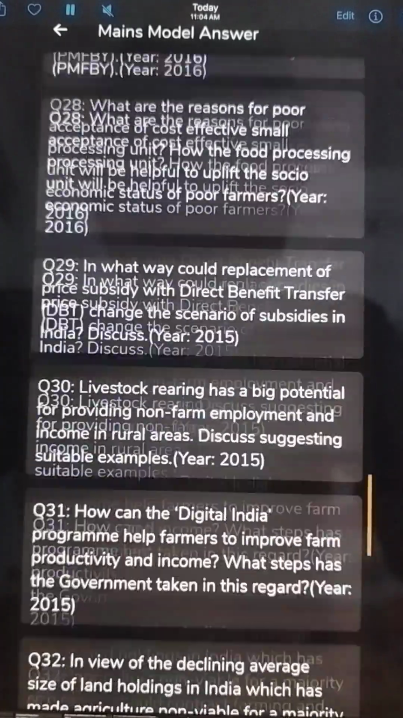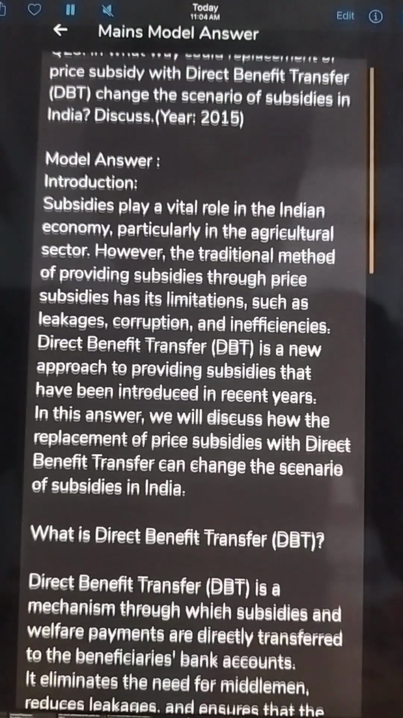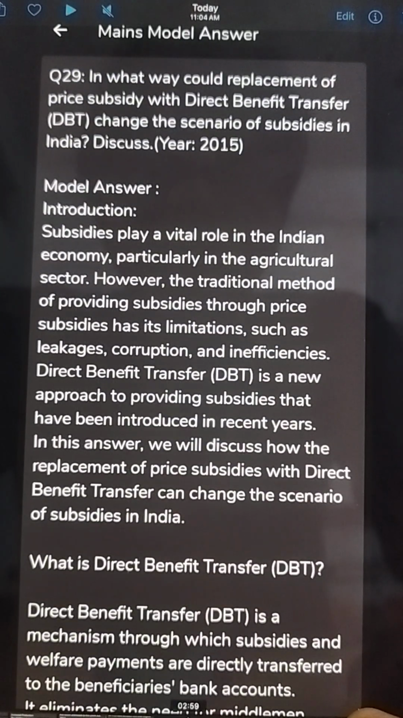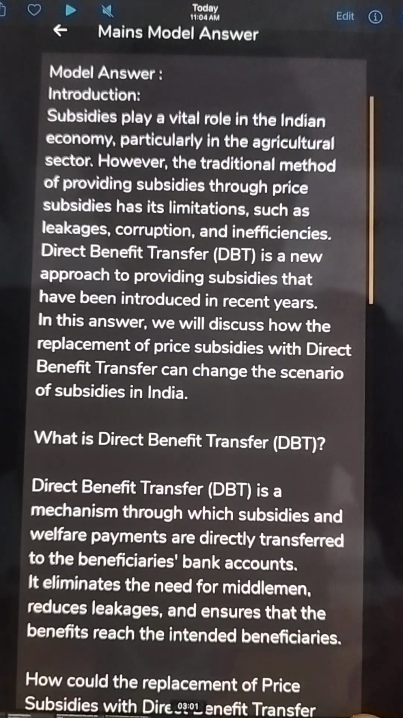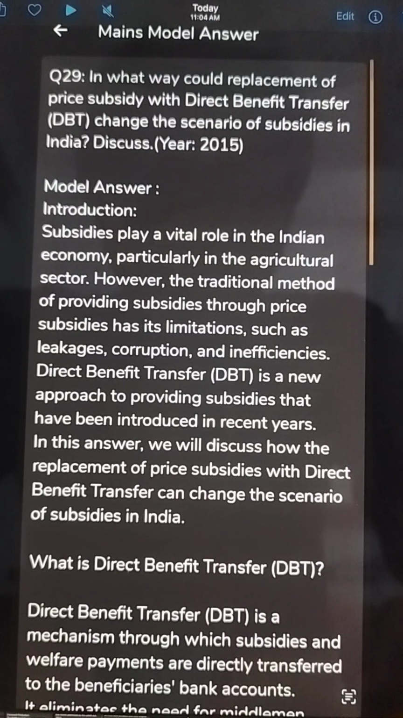Then comes the next question: in what way could replacement of price subsidy with direct benefit transfer change the scenario of subsidies in India? Discuss. Subsidies play a vital role in the Indian economy, particularly in the agriculture sector. However, the traditional method of providing subsidies through price subsidies has its limitations, such as leakages, corruption, and inefficiencies. Direct benefit transfer is a new approach to providing subsidies that has been introduced in recent years. In this answer, we will discuss how the replacement of price subsidies with direct benefit transfer can change the scenario of subsidies in India.